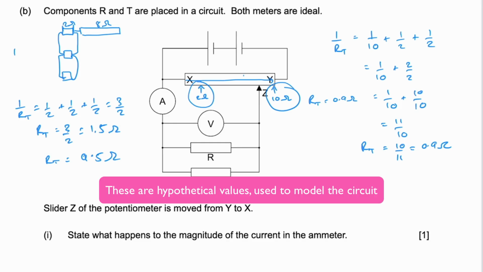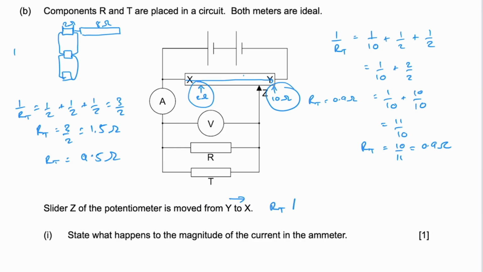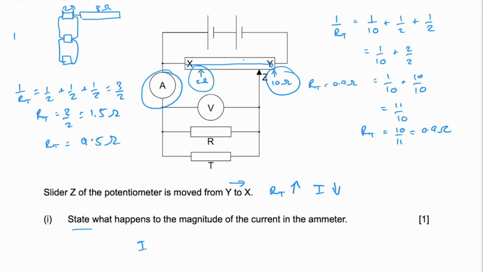So you can see that as the slider moves from Y to X, the resistance of the total circuit increases. If the resistance of the total circuit increases, then the current of the total circuit decreases. And that means that the current on A, which is part of this circuit, must also decrease. So state what happens to the magnitude of the current in the ammeter. It decreases.